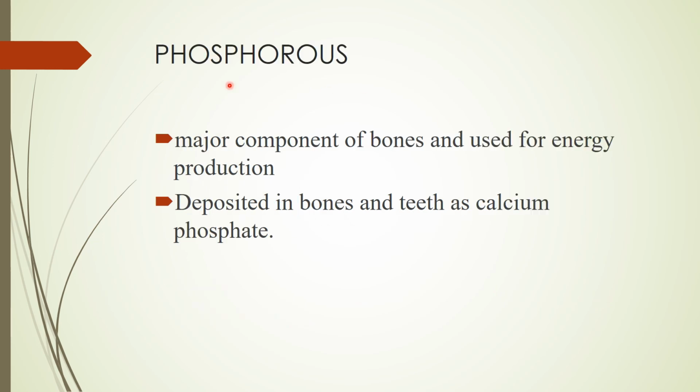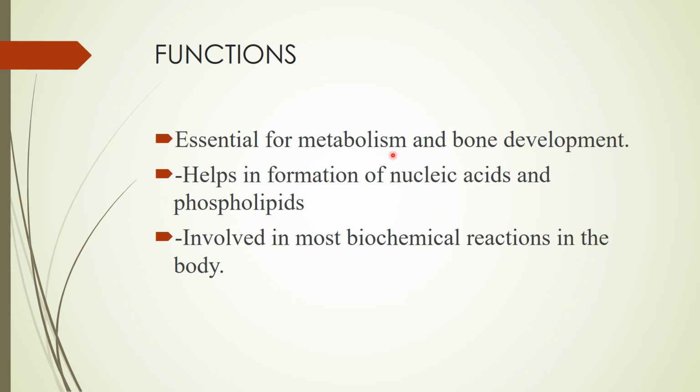Next macromineral is phosphorus. Phosphorus is a major component of bones and it is used for energy production. It gets deposited in bones and teeth as calcium phosphate. The functions of phosphorus include that it is essential for metabolism and also for bone development, and it helps in the formation of nucleic acids and phospholipids, and is involved in most of the biochemical reactions in the body.